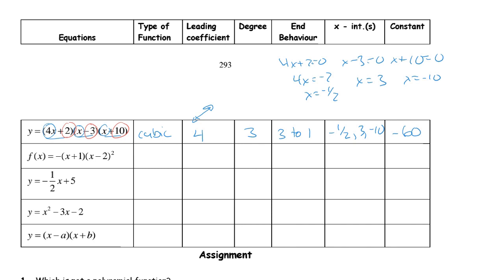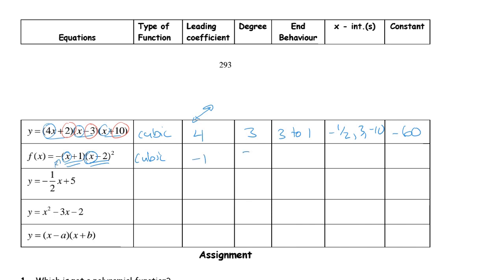Okay, I'm going to erase this because I'm going to probably need that space again. So for the next one, this factor is being squared, and it's got another factor here, so that's going to be cubic as well. The leading coefficient, well, x times x times x, so it's x cubed. But then there's this negative out front, so it's going to be -1. So the degree is 3. This is a negative cubic. It's going to go down. So the end behavior is going to be from quadrant 2 to 4.